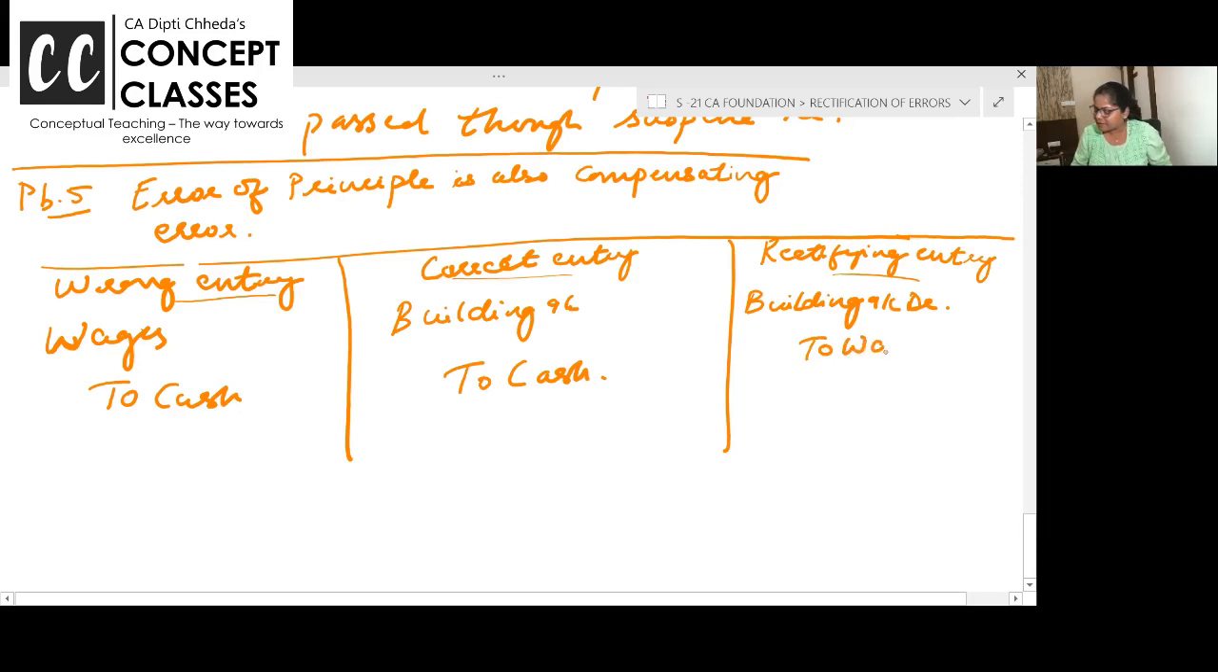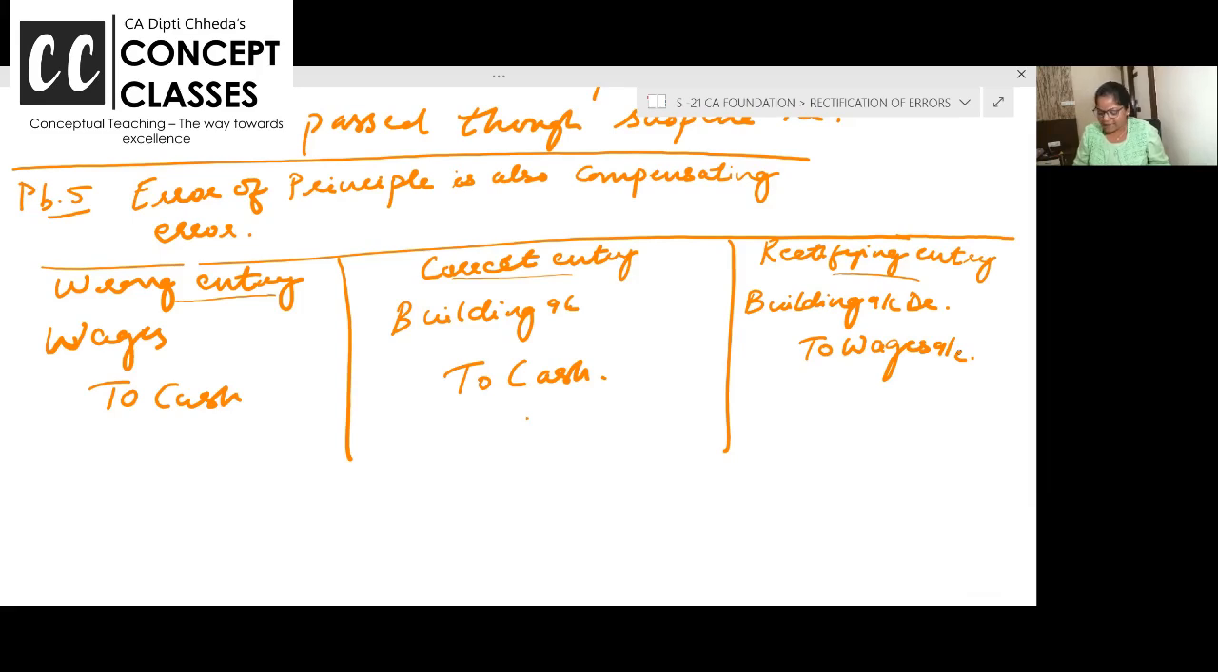Wages by mistake you have debited. See, listen, what is correctly to be done and not done, you do it. Wrong debit, you can't go and scratch. But to nullify that debit, can you credit the wages account? To nullify the wrong debit, can you credit the wages account? Answer is yes. Clear to all of you?